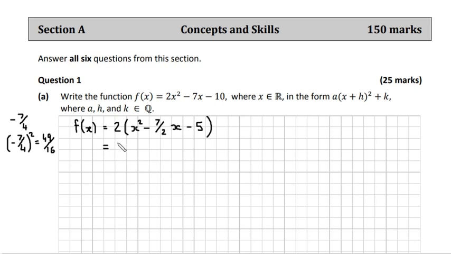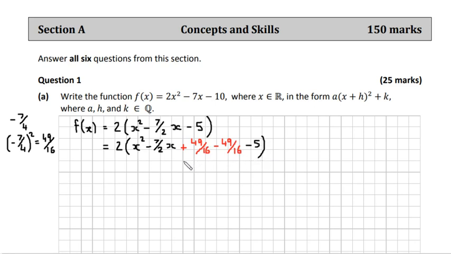So 2 times x squared minus 7 over 2 times x. So we're going to be adding that and subtracting it immediately, because if you don't subtract it, you've changed the question. So that's it there, and then we've still got that minus 5 there at the end, so we need to put that in again.